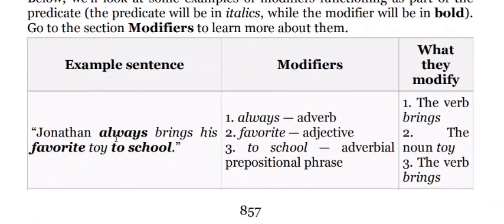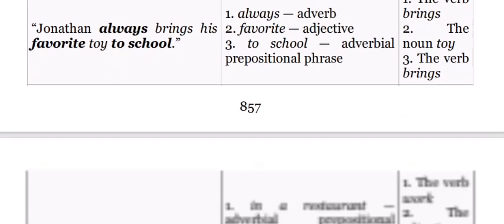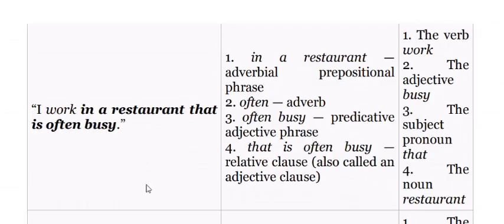Jonathan always brings his favorite toy to school. So, always is an adverb, favorite is an adjective, to school is an adverbial prepositional phrase. To is a preposition, so it becomes an adverbial prepositional phrase. The verb is brings, the noun is toy. Now, we will see another example.